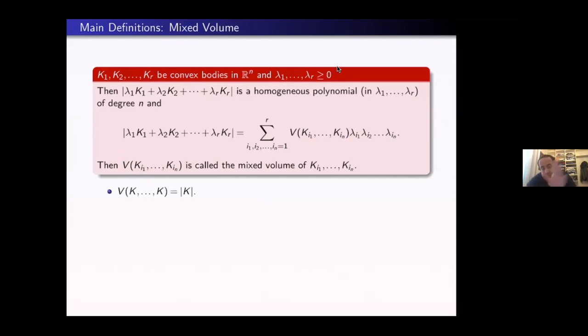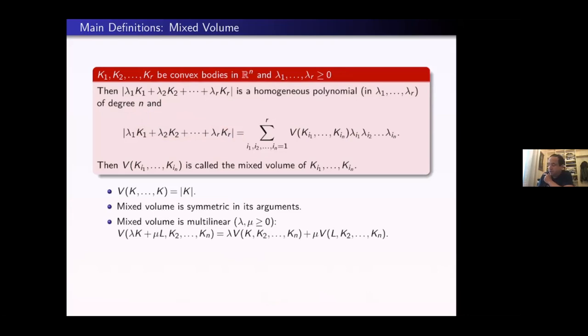Very good. They have millions of properties, very easy properties and very hard properties. Let me just list some of them, because otherwise it may become a very long and not so interesting lecture. What is clear is that if I substitute all convex bodies to be just the same body, you get the volume of K. It's clear that it's symmetric, since changing the order of the arguments changes nothing. It's also clear, with a bit of play, that they are multilinear, so with each argument, they behave linearly.